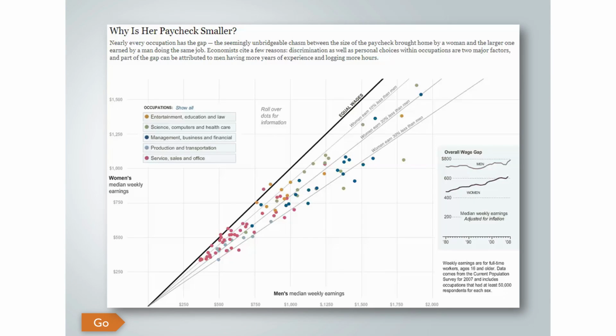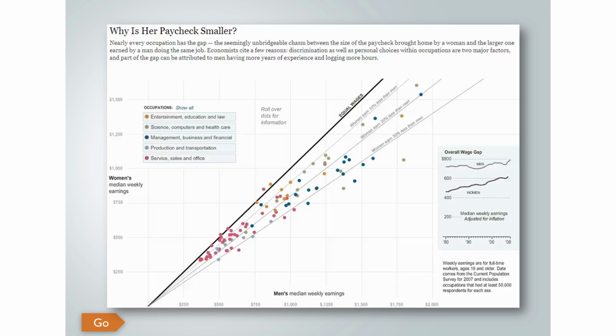The next example is about the pay gap, the gender gap between men and women. On the horizontal, you see men's median weekly wage earnings, and on the vertical, you see women's. The dark diagonal line you see would represent equality between men and women. And the points that you see plotted here are different occupations. This is United States data. And as you can see, there's a huge inequality in terms of men getting paid more than women. The faint lines that you see represent percentage off of equality for them.